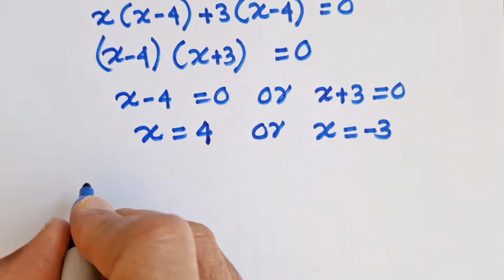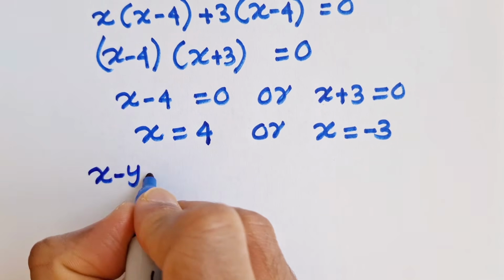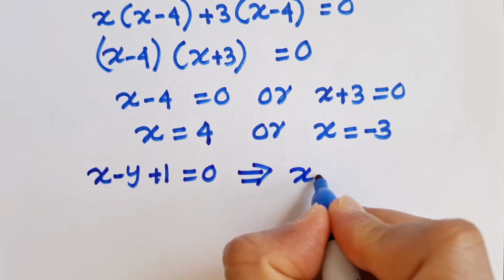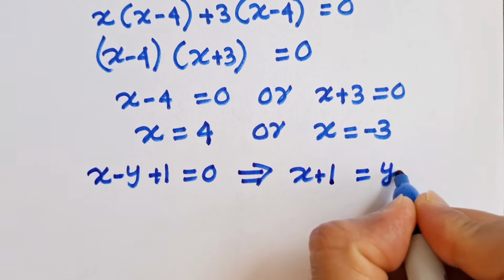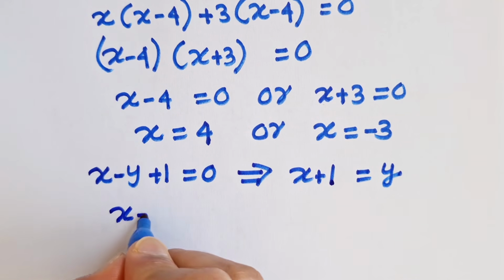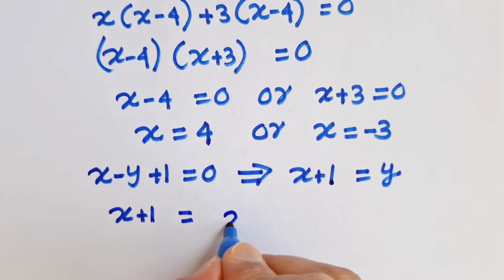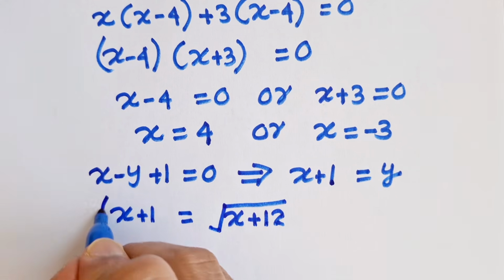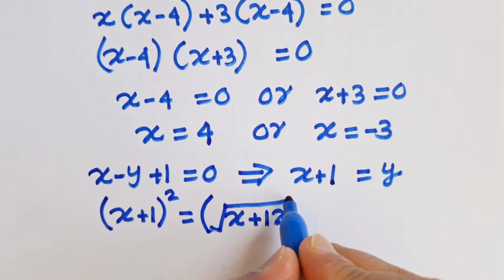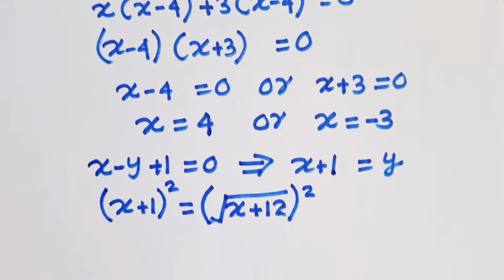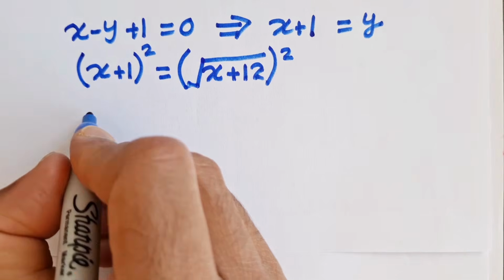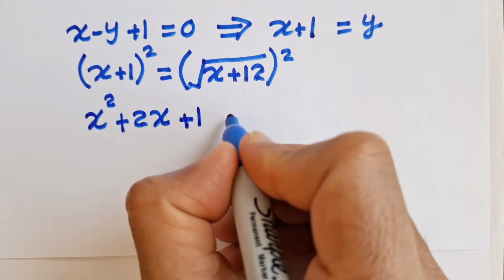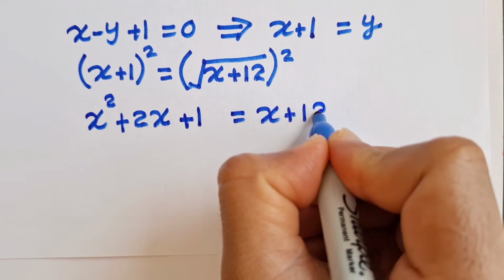In the second case we have x minus y plus 1 equal to 0. So then we have x plus 1 equal to y. So x plus 1 equal to square root of x plus 12. That is our initial substitution for y. Now I am going to square both sides to get rid of the square root. Then on the left hand side we have x square plus 2 times x plus 1 equal x plus 12.